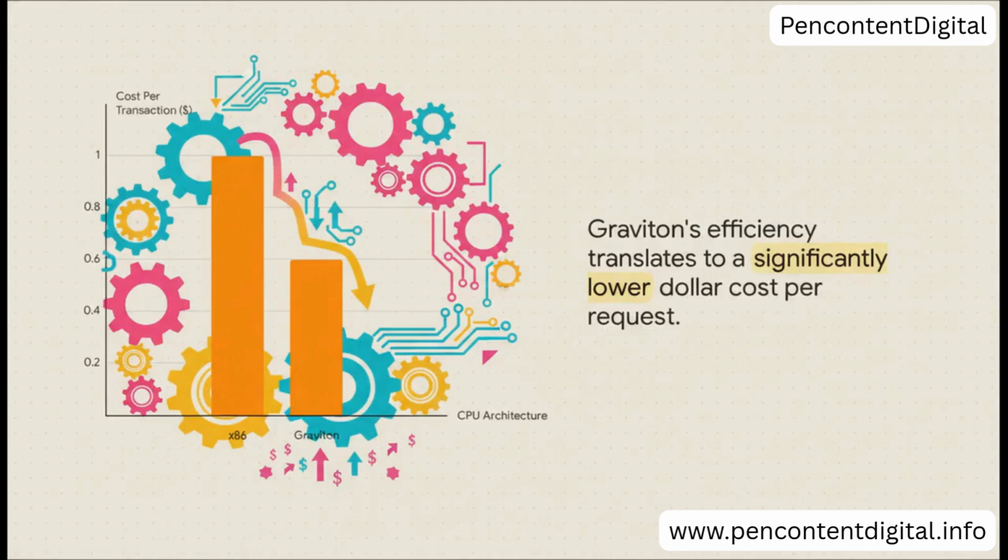This final chart brings it all home. It shows the bottom line, the actual cost per transaction. And it just visually confirms everything we've seen. Graviton's incredible efficiency translates directly into a lower dollar cost for every single request your application serves. When it comes to the all-important metric of value, the challenger has a decisive edge.